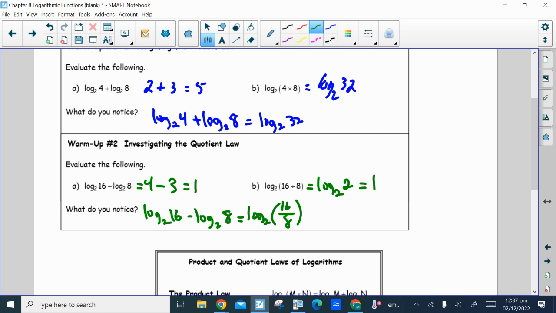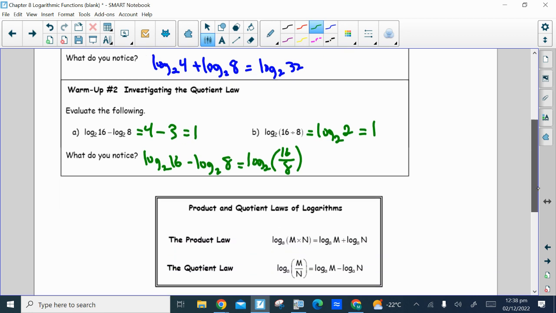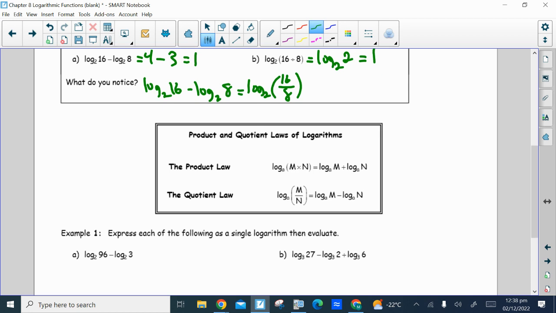I said at the start that the laws of logarithms are tied to the exponent laws. When you divide powers with the same base, you subtract the exponents and keep the base the same. When you multiply powers with the same base, you add the exponents and keep the base the same. Log base 2 of 4 times 8 is the same as log base 2 of 4 plus log base 2 of 8. Log base 2 of 16 divided by 8 is the same as log base 2 of 16 minus log base 2 of 8. So these are the product and the quotient laws of logarithms.